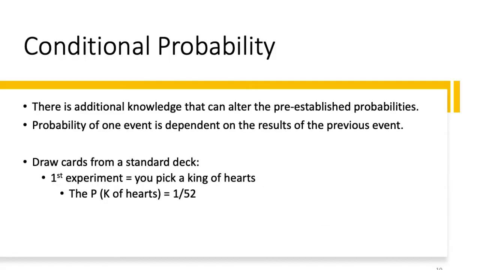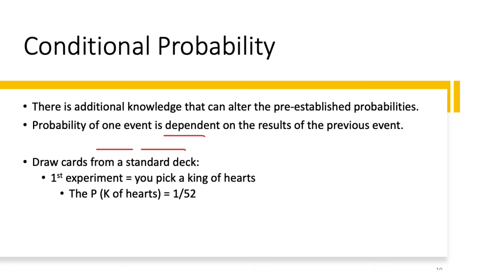If events are not independent, then they have a conditional or dependent probability. This means there's an additional knowledge that can alter the pre-established probabilities. Probability of one event is dependent on the results of previous events. Here, one thing that I like to do is set up the order of the events taking place. Event 1 occurs, event 2 occurs, etc. Let's look at an example.